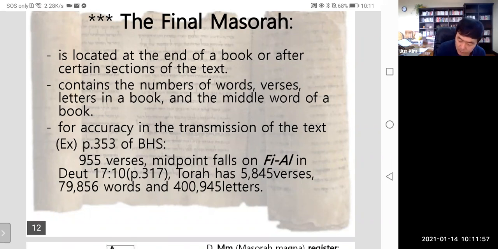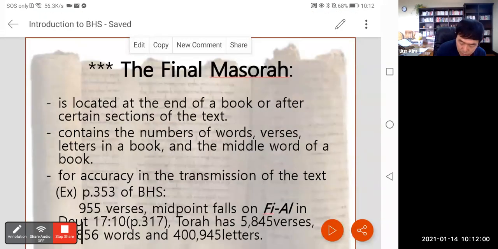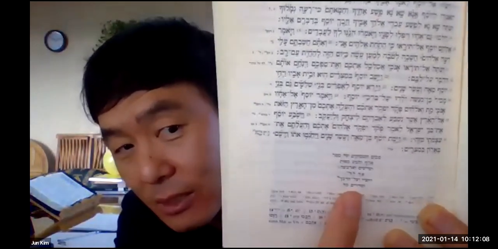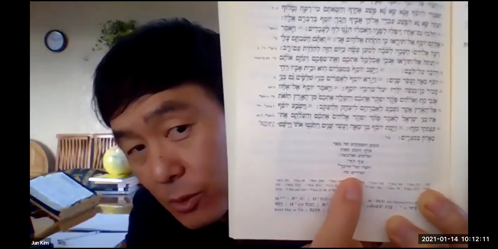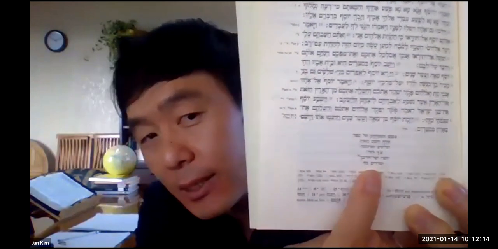Page 85. Let me just show you. If we go to page 85, which is the last page of Genesis, then you will see this section. This is called the Final Masora, and it provides us the statistics of the words. As I said, it's amazing for the Masoretic scholars to count each word, how many words we have in Genesis. So it provides that information, and sometimes they provide information on where the midpoint is. So you need to understand the function of the Final Masora.